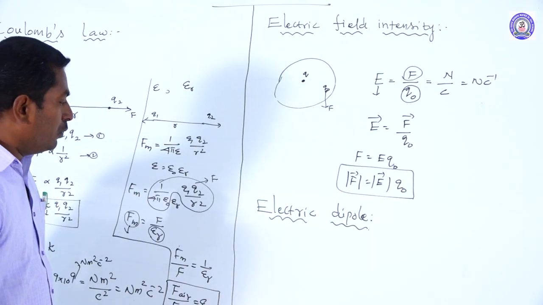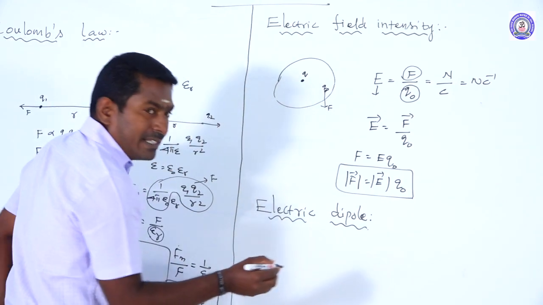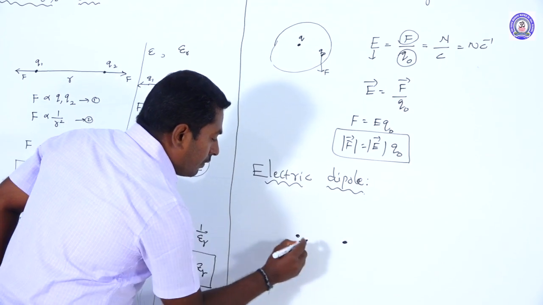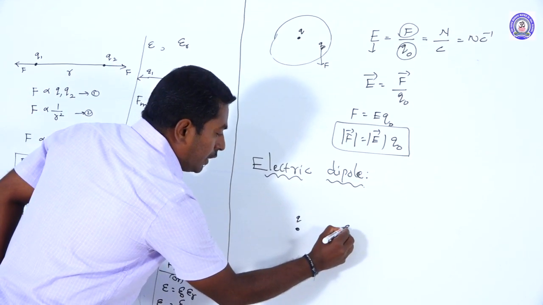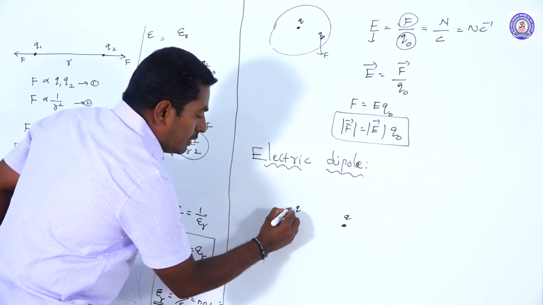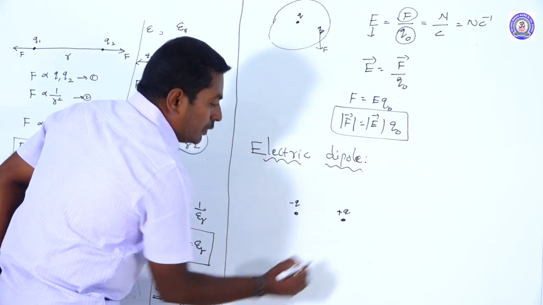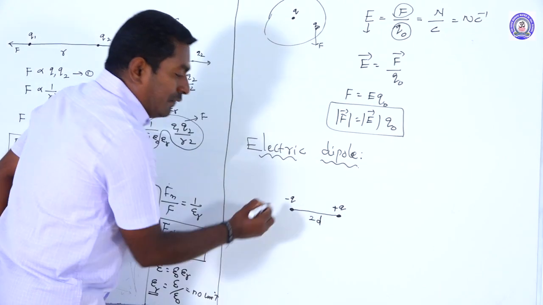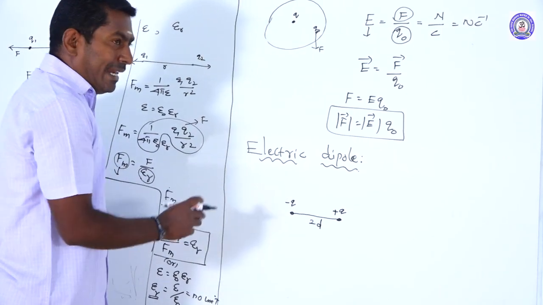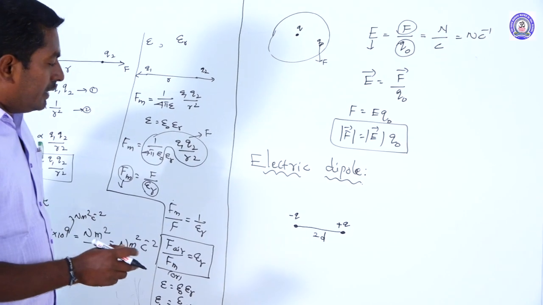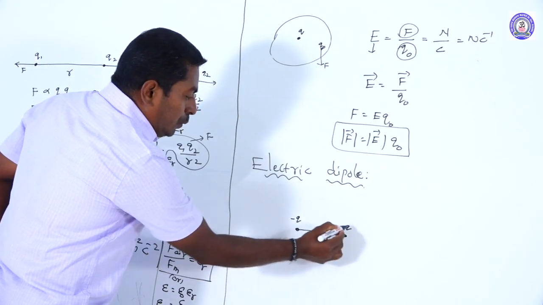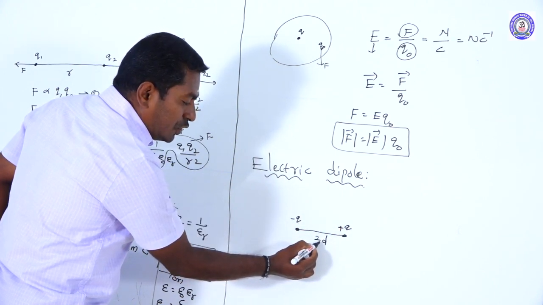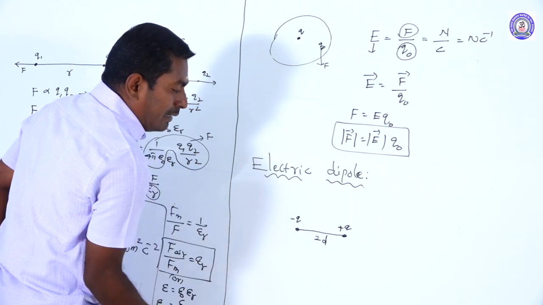Then electric dipole. So what is an electric dipole? There are two equal and dissimilar charges, minus Q and plus Q, separated by a 2D distance. It will constitute an electric dipole. So an electric dipole is defined as two equal and dissimilar charges separated by a very short distance.